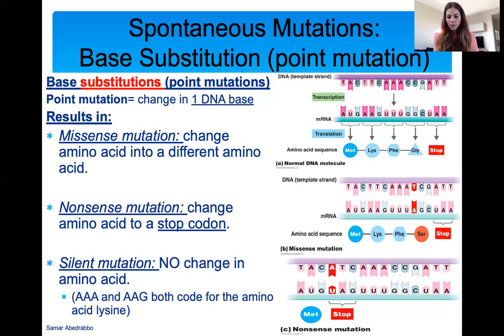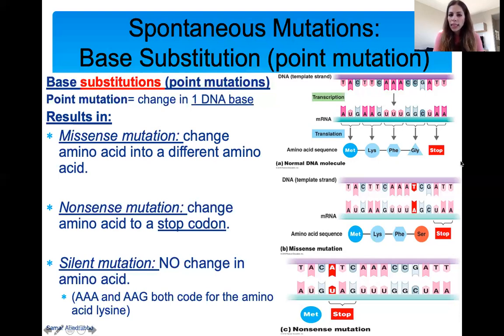So for example, when we look at the codon AAA, it codes for lysine. AAG also codes for lysine. So if you were to have that mutation where an A accidentally got mutated to a G, you still get lysine, so the effect is it's still a silent mutation.